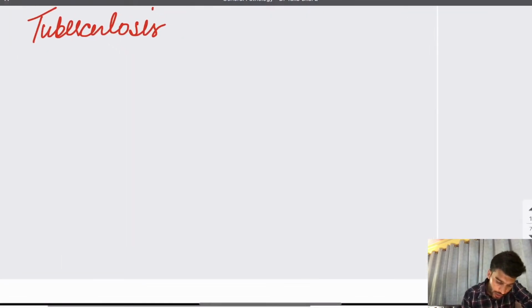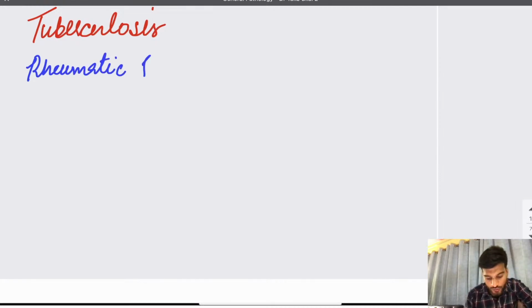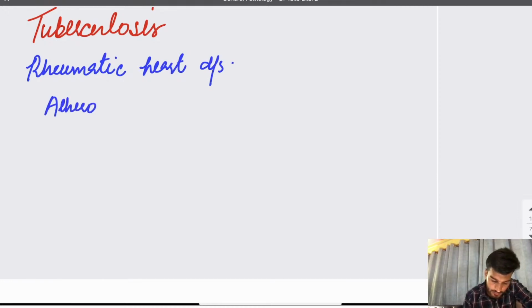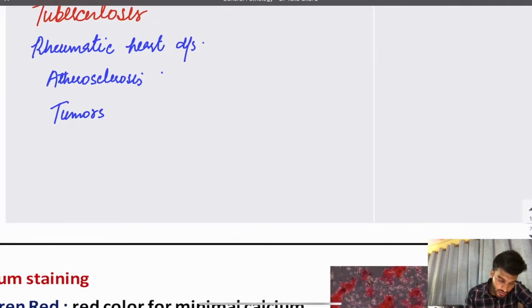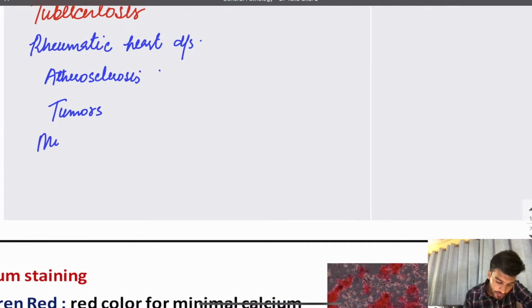Tuberculosis, you have rheumatic heart disease, Jones criteria, Aschoff bodies, caterpillar cells, rheumatic heart disease. Okay, you have atherosclerosis. All the tumors, guys, have dead or degenerated tissue. That means dystrophic calcifications. Okay, myositis ossificans.